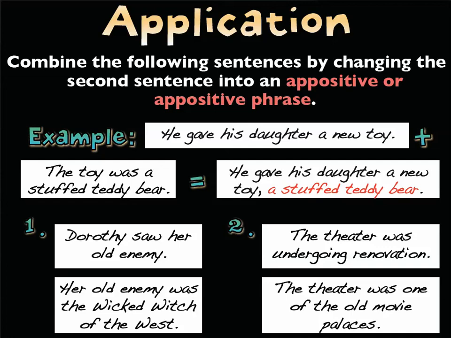Let's give number one a try. Dorothy saw her old enemy. Her old enemy was the Wicked Witch of the West. Go ahead and try to make that into one sentence, including an appositive or an appositive phrase. So this can be done one or two ways. Dorothy saw her old enemy, comma, the Wicked Witch of the West would be appropriate. You could also say, Dorothy saw the Wicked Witch of the West, comma, her old enemy. Either order will work, either contain an appositive phrase.